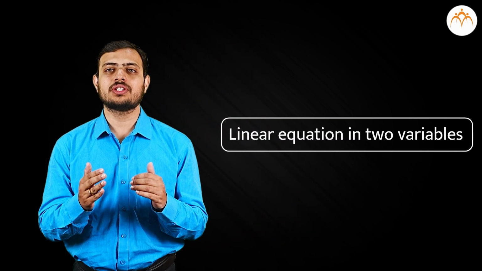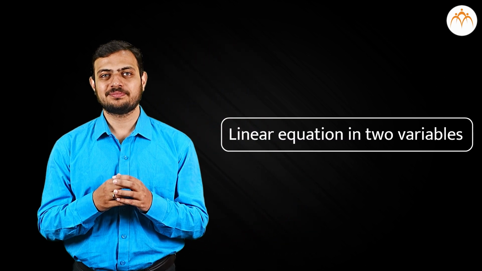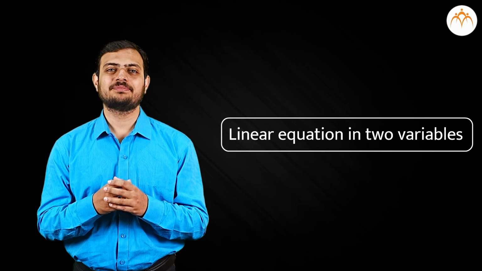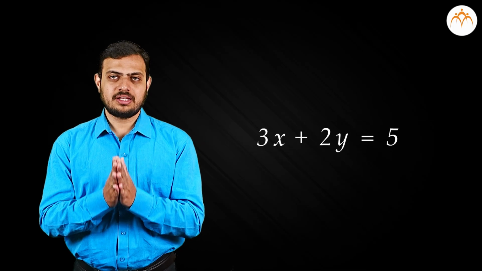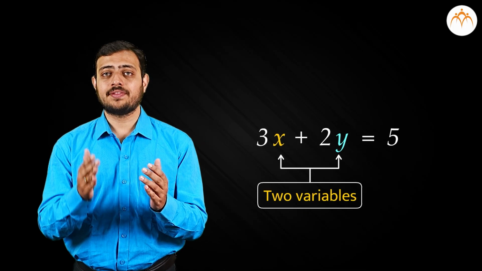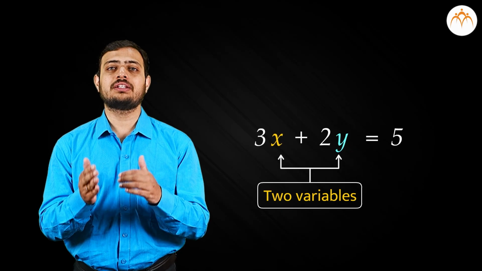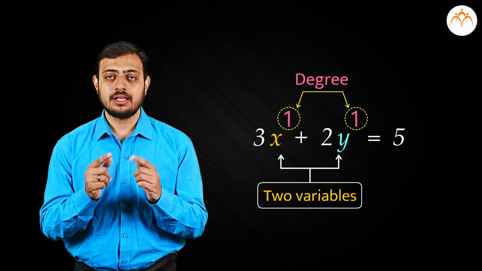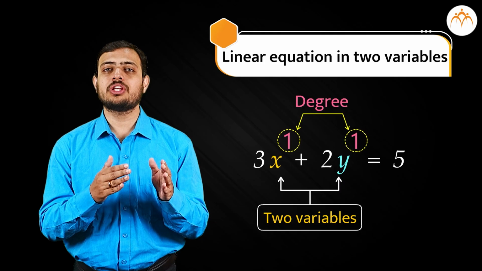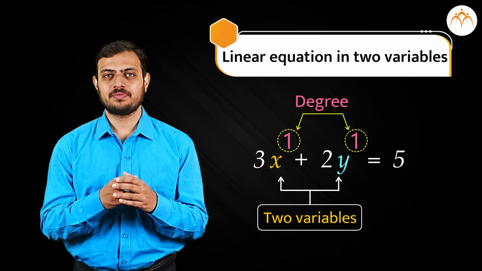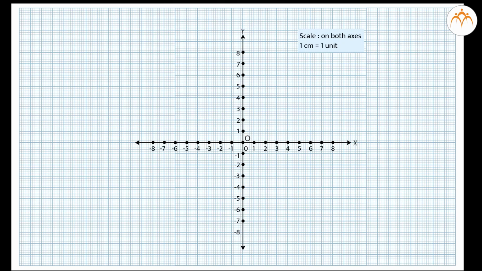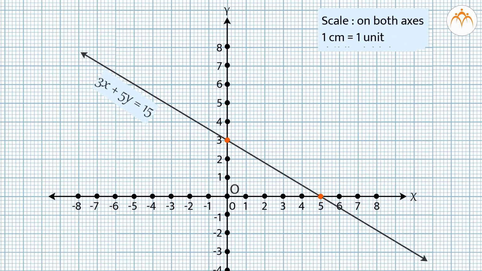Before exploring today's topic, let's recap what we have learned in 9th standard about linear equations in two variables. Recap. An equation which contains two variables and the degree of each term containing a variable is 1 is called a linear equation in two variables. The graph of such equations is a straight line.